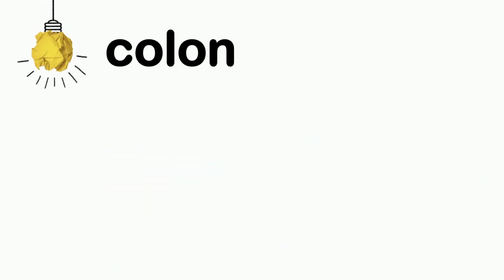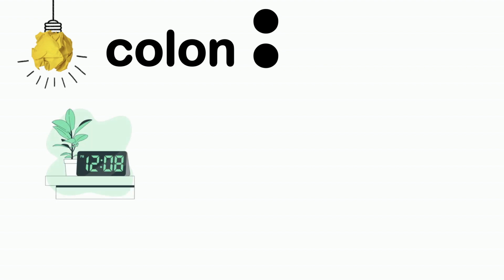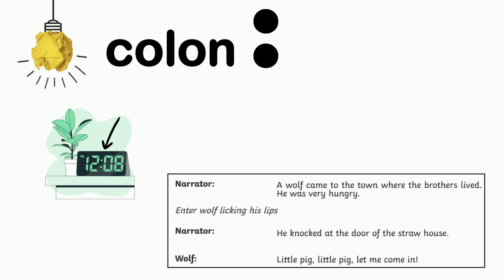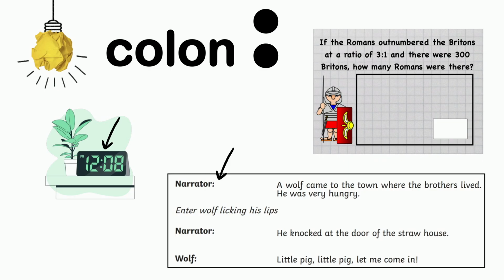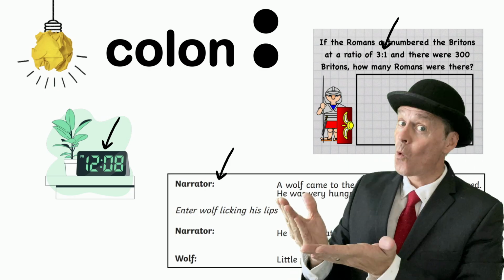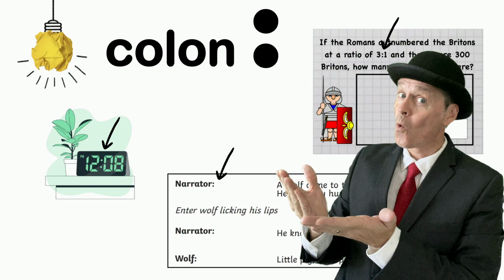A colon is made of two dots, one above the other. You may have noticed colons being used for digital times, separating the hours from the minutes. You may have seen them in play scripts, where they're used to separate a character's name from what they say. You may also have seen them in maths questions relating to ratio. But colons are used for much more than this.